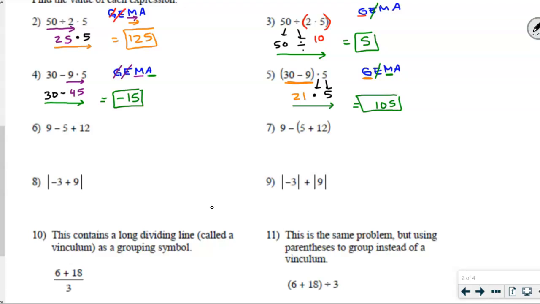Yep. Correct. Number 6 doesn't have any grouping symbols and number 7 does. What's your prediction? Are we going to end up with the exact same answer? Probably not, right? Though, as we've seen in all the other problems, those grouping symbols definitely have an impact. So, order of operations is how we simplify these. I write it down so I remember to go in the correct order.